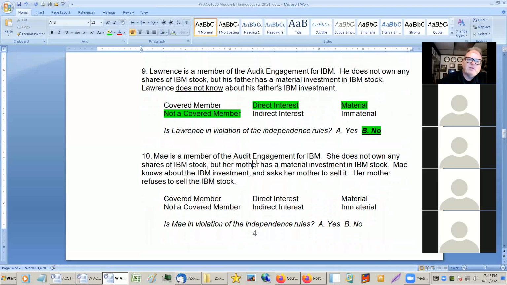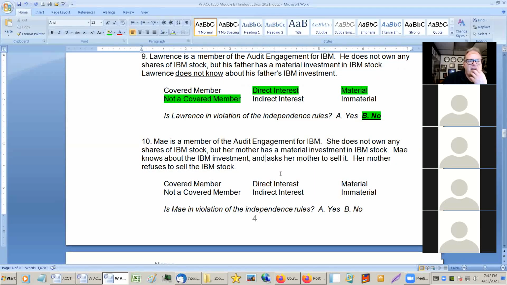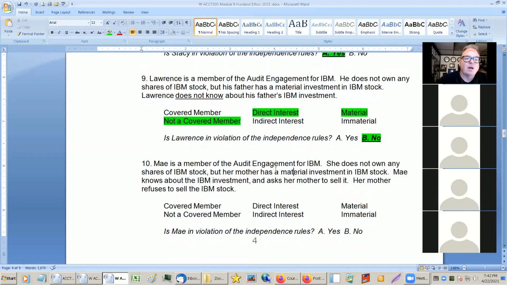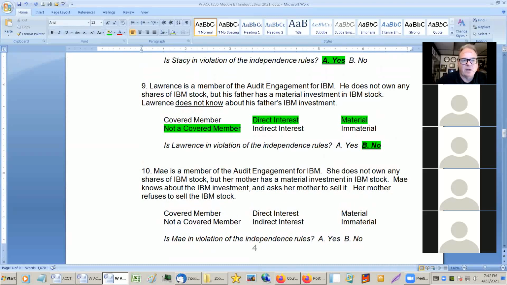Okay, May is a member of the audit engagement team, but her mother has a material investment in IBM stock. May knows about this investment and asks her mother to sell it. Okay, so May knows there is this material amount of IBM stock. She asks her mom to sell it so that she can do the audit, and her mom refuses. Thanks, Mom. Is the mother a covered member? No. Direct interest? Direct. And material? Yep, material.